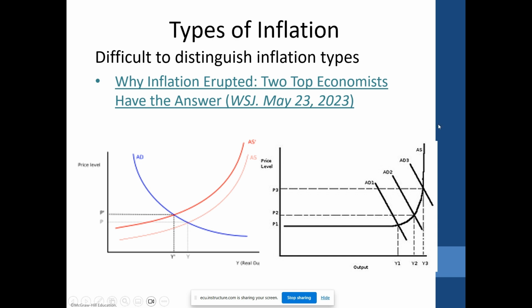The graph on the right shows what happened then. The increase in demand was shown by aggregate demand moving to the right-hand side. With the supply fixed in the short term, the increase in output was limited, while the price increased dramatically, resulting in demand pull inflation.